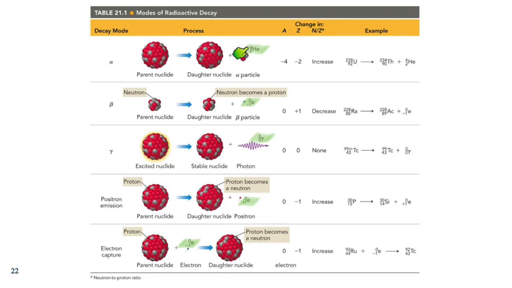So this is the biggest one. This is the semi-truck. Can't get through a traffic jam very easily, but when it hits something, it does a lot of damage. Low penetrating power, high ionizing power. Here's an electron. This is smaller. This is like the car. A car can kind of get through, and it does some damage.